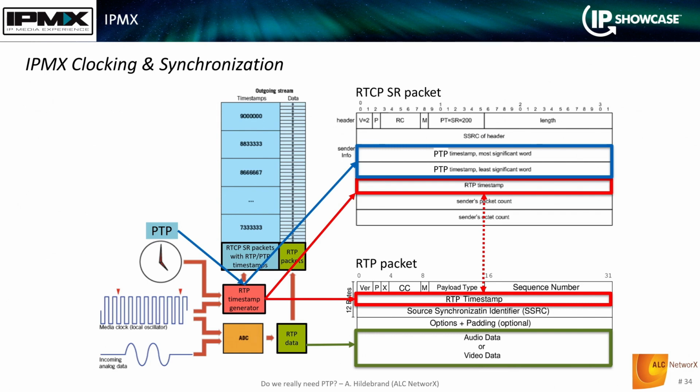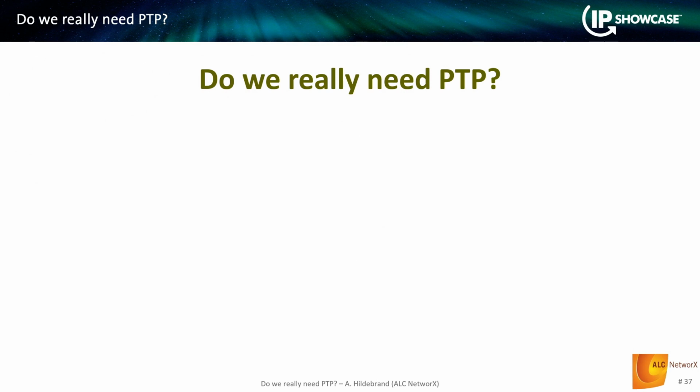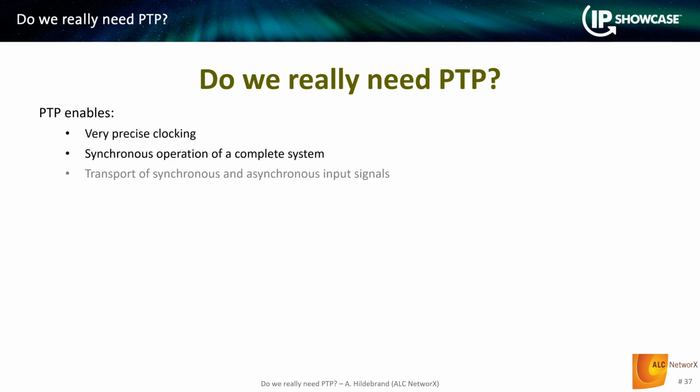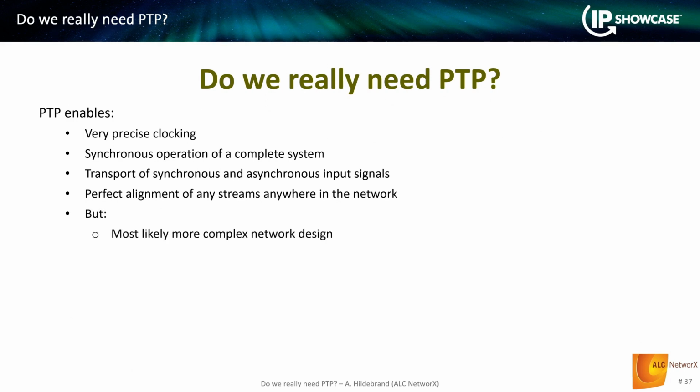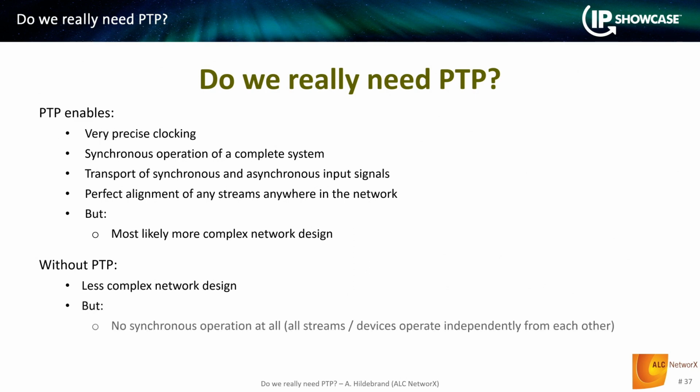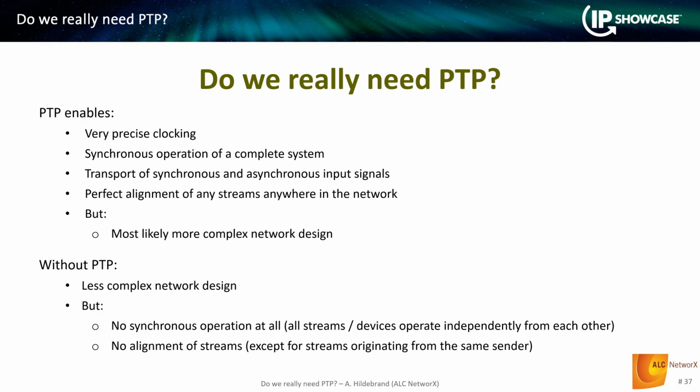And as always, I'm running overtime. Let me bring up two resulting slides. The question at the end: do we really need PTP? Well, PTP enables precise clocking, synchronous operation inside of the complete system, transport of synchronous and also asynchronous signal inputs with SRC, perfect alignment of any streams anywhere on the network, but it most likely has a more complex network design because it needs to run PTP. Without PTP, we have most likely a less complex network design, but we lack the ability of having a full synchronous operation or deterministically time aligning the asynchronous streams.